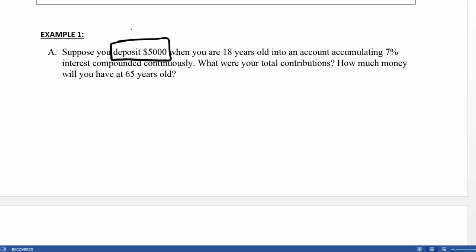So we want to know, what were your total contributions? Since this is a one-time deposit, it's simply the $5,000. We're taking that $5,000 and seeing how it grows over time. We want to know how much money you'll have at 65 years old. So that means we're looking for a future value.